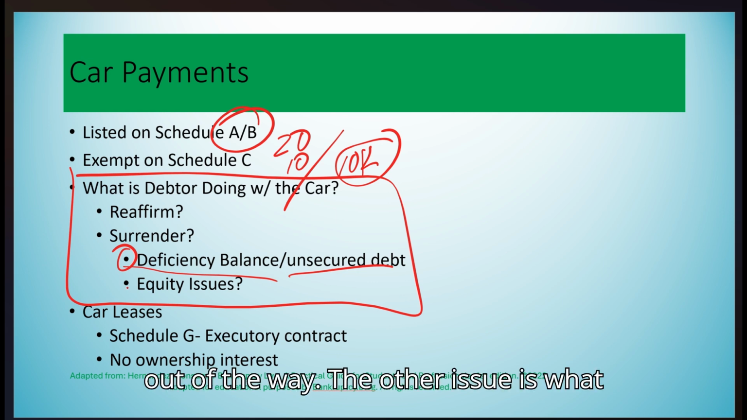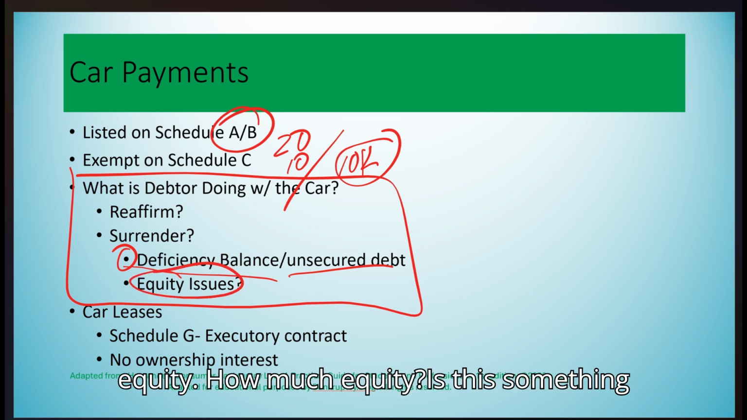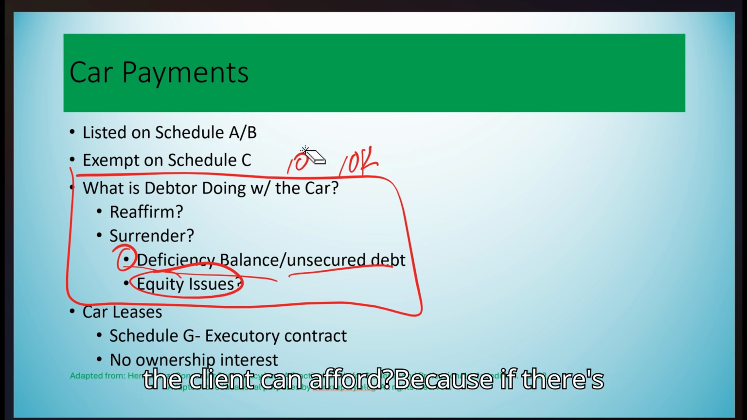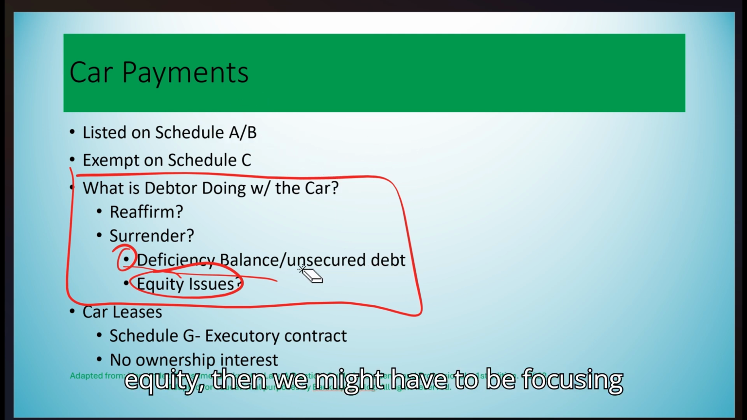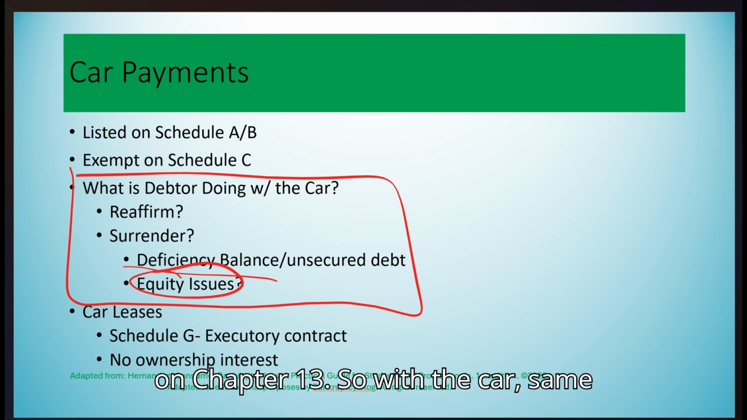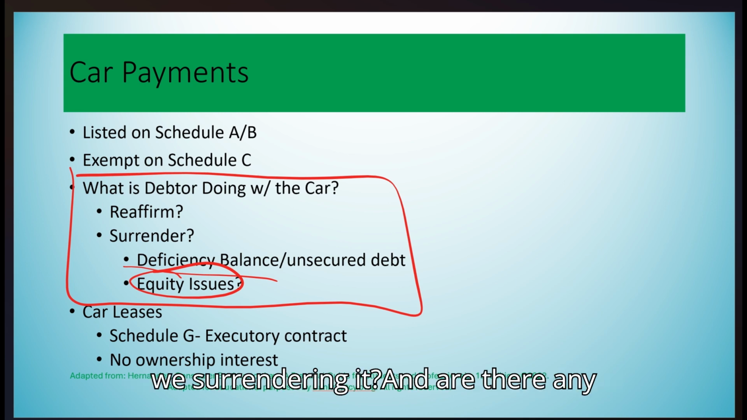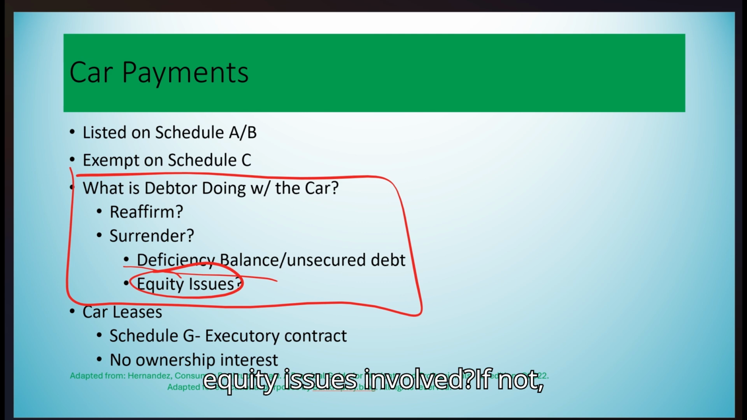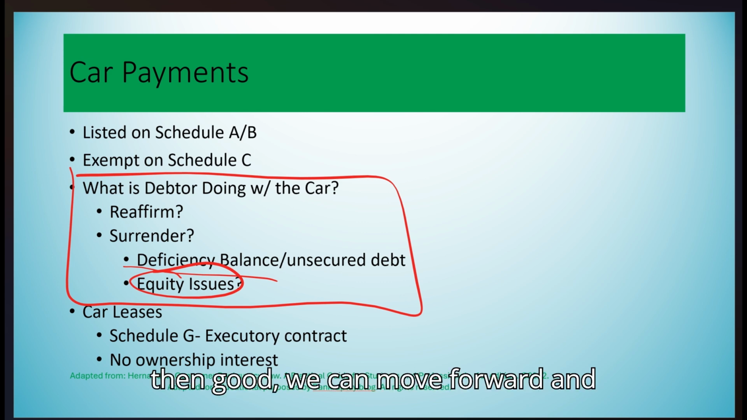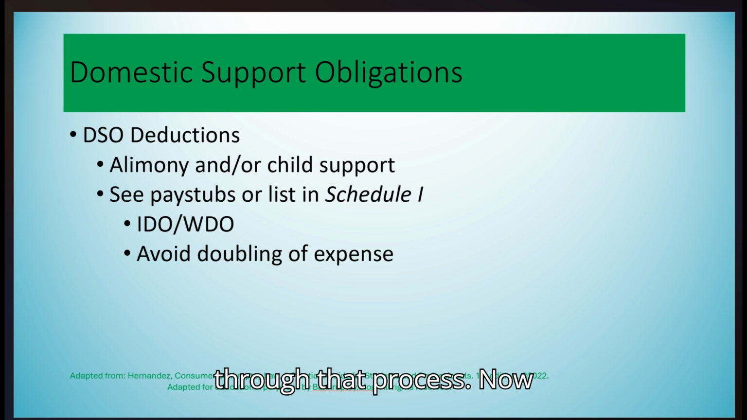The other issue is, what if there is equity? Remember, if there's equity, how much equity? Is this something the client can afford? Because if there's equity, then we might have to be focusing on Chapter 13. So with the car, same thing with the home, we have to worry about these issues. Are we keeping it? Are we surrendering it? And are there any equity issues involved? If not, then good, we can move forward and there's no issues, but we have to go through that process.